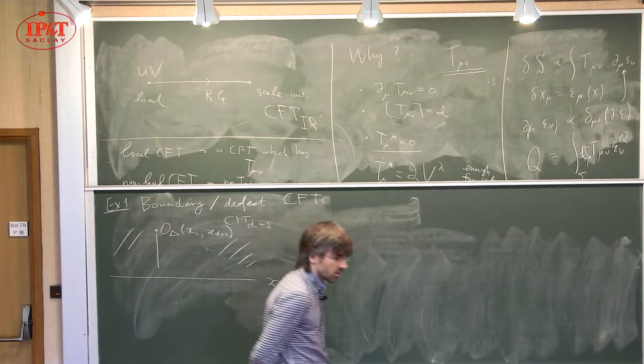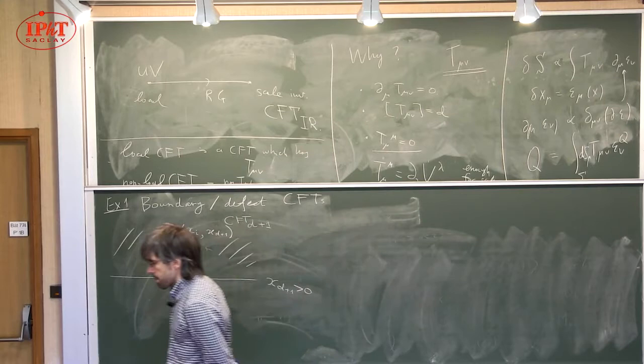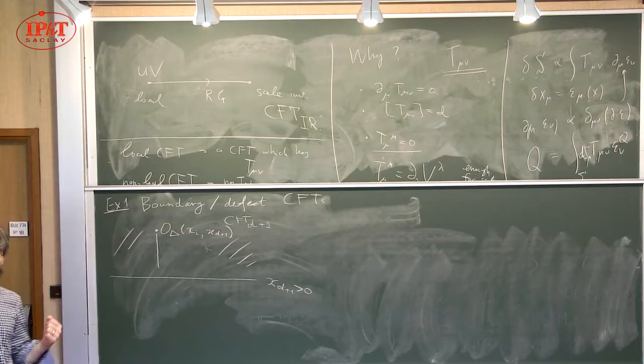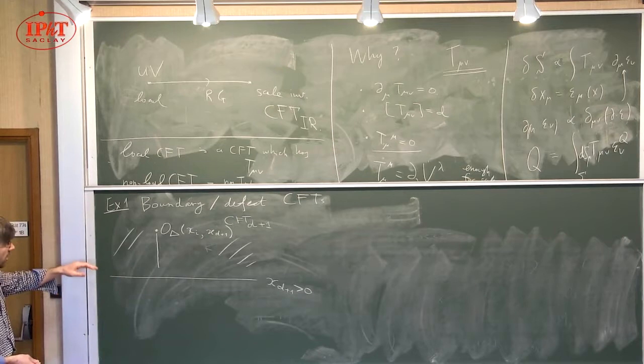Or instead of taking free boundary conditions, we could have turned on a magnetic field on the boundary, so we would break the Z2 invariance on the boundary, but not in the bulk. So different boundary conditions will correspond to different d-dimensional theories. But let's just fix, for definiteness, the three-dimensional Ising model with free boundary conditions.